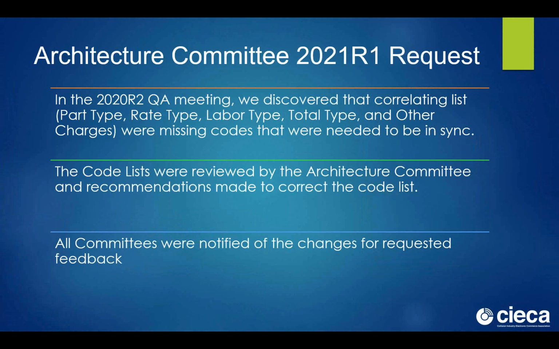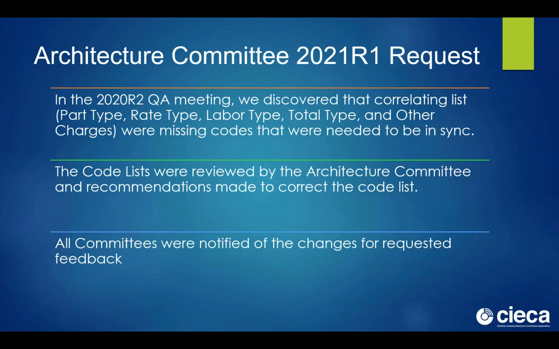So Paulette will take over again shortly and talk about the functional changes that were requested by the Salvage Committee. But before we get there, I'll talk about something that was done just for architecture and for QA. So in the EMS standard years ago, the same code list was shared between the part types and labor types and totals. And we didn't do that within the BMS.